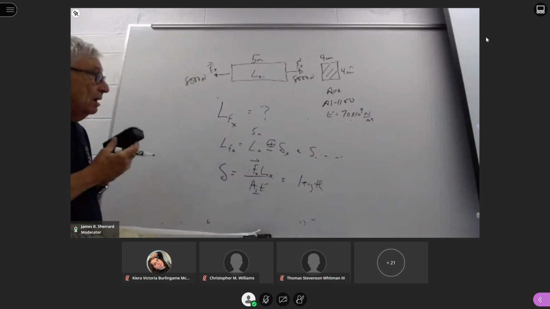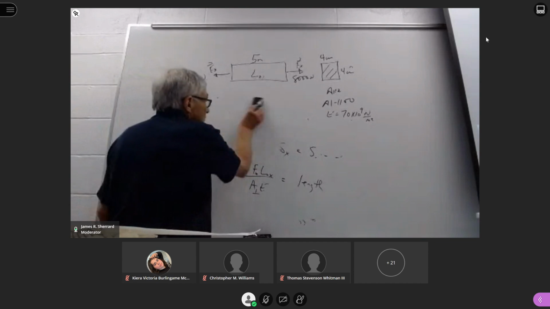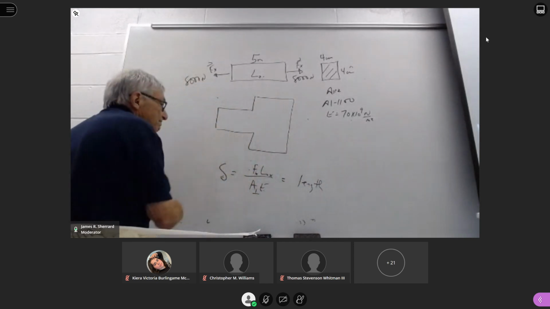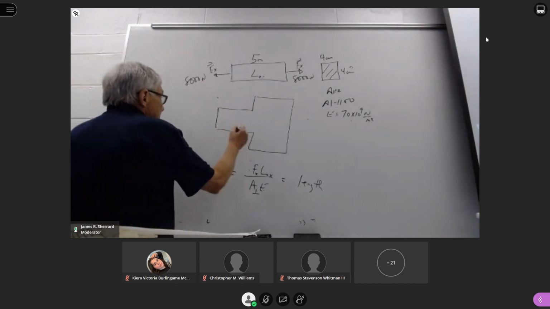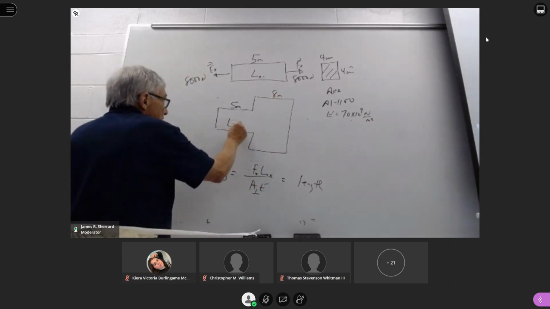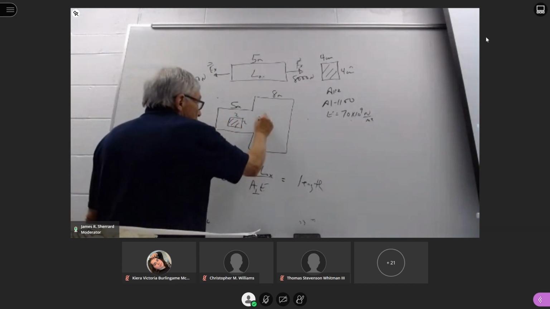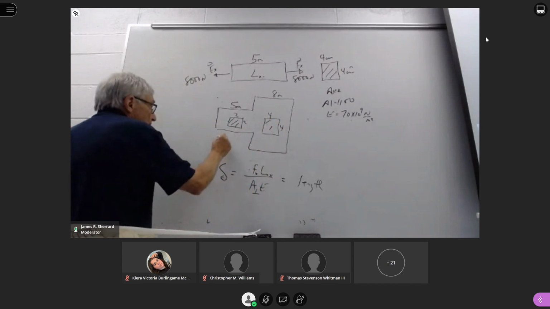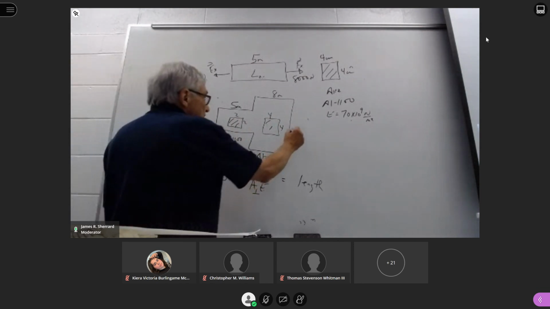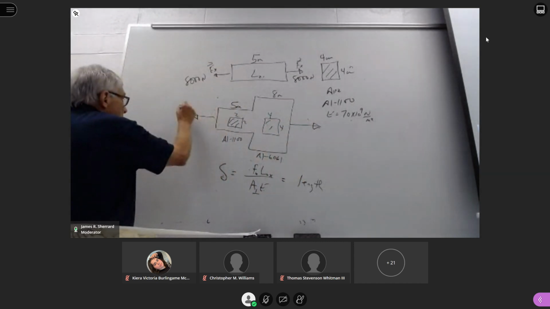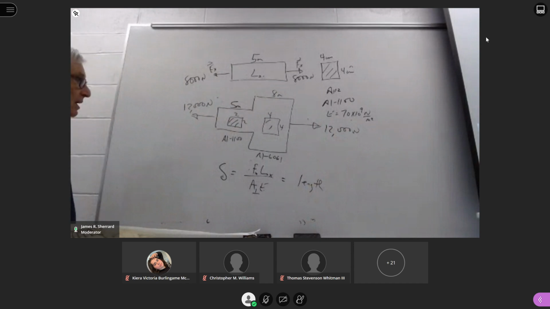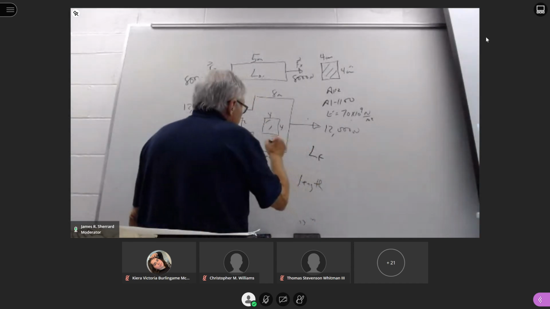Suppose I had multiple materials. Suppose this is 5 meters. This is 8 meters. This cross-sectional area is 2 by 2 centimeters. This cross-sectional area is 4 by 4 centimeters. This is aluminum 1100. This is aluminum 6061. And let's say I put this system in equilibrium with 12,000 newtons. And I ask you to find out what is the final length of my beam.